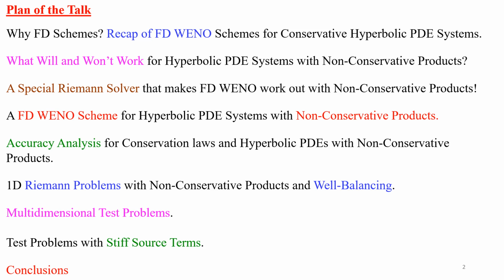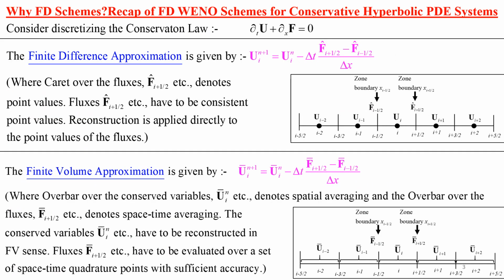And then I will give you the form of the final finite difference scheme for hyperbolic PDE systems with non-conservative products. We will then mention accuracy analysis for those hyperbolic PDEs in conservative and non-conservative form. We will then talk about 1D Riemann problems and also focus a little bit on well balancing. Then we'll talk about multidimensional problems, test problems with stiff source terms, and then we'll end with conclusions. So let's go ahead and think about it.